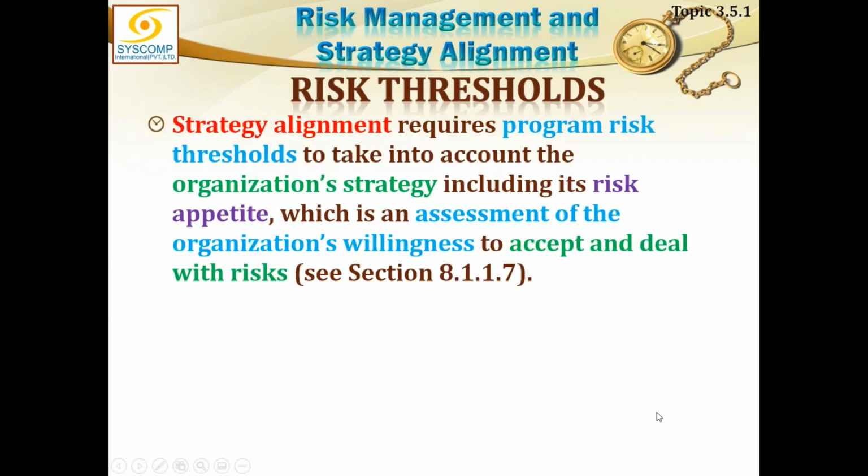As far as risk threshold is concerned, strategic alignment requires the program risk threshold to take into account the organization's strategy, including its risk appetite, which is an assessment of the organization's willingness to accept and deal with the risk. What is the policy of the organization? How big is too big for the organization? And what does not matter? So, risk appetite is what does not matter.